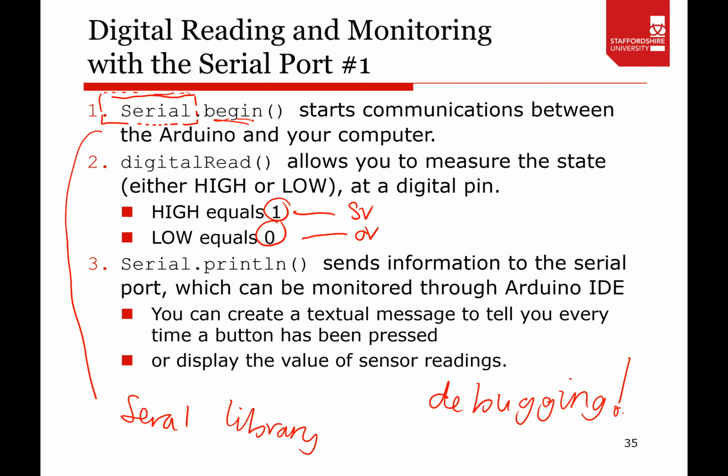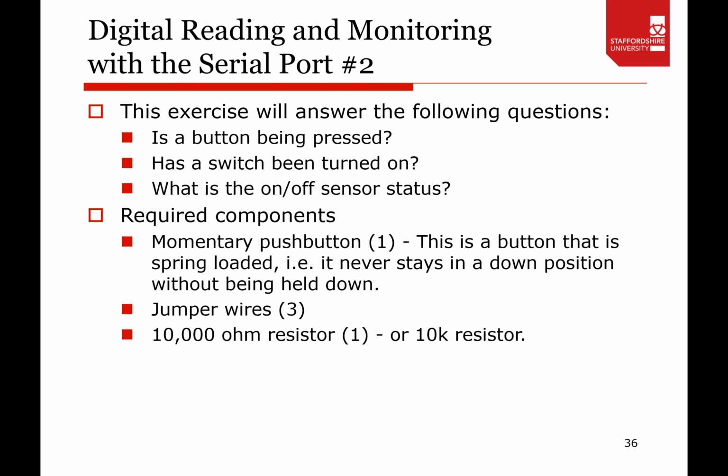So when you're making modifications to your program, then you may want to know what's happening. So we use the serial monitor to view what the values of variables are and whether they're doing the right thing, so whether the functionality of the program is correct or not. In this exercise, we will answer the following questions. First of all, is a button being pressed? Has a switch been turned on? Or what is the on-off sensor status?